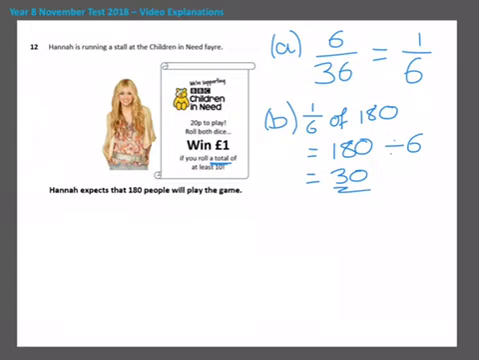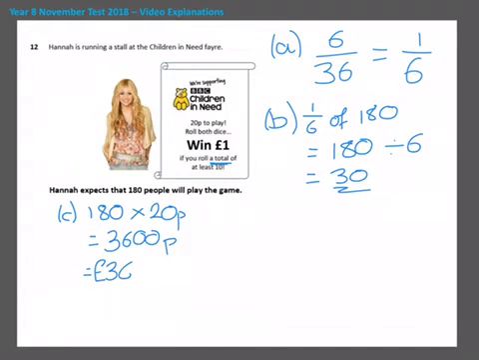On part C, we were then asked how much money she would take from those 180 players. So we're going to do 180 times 20 pence, and that's going to come out as 3,600 pence. You might want to use Napier's multiplication with that, and you could either have it as pence, or you could divide by 100 and convert that into pounds, which would be £36, because we know that there are 100 pennies in a pound.